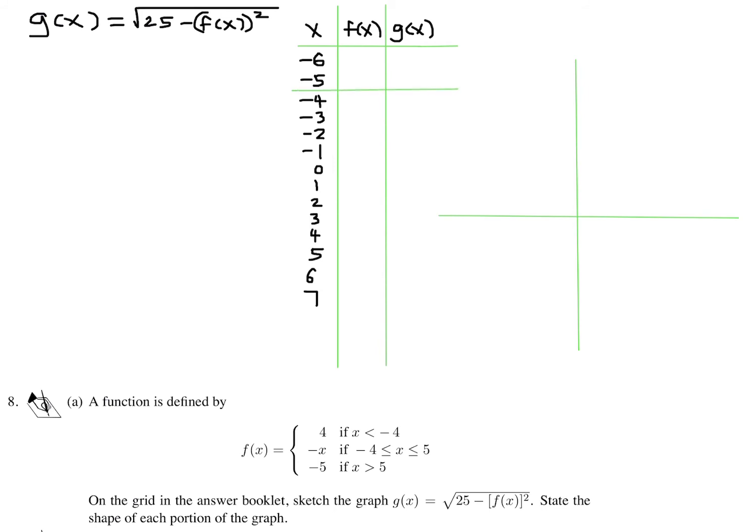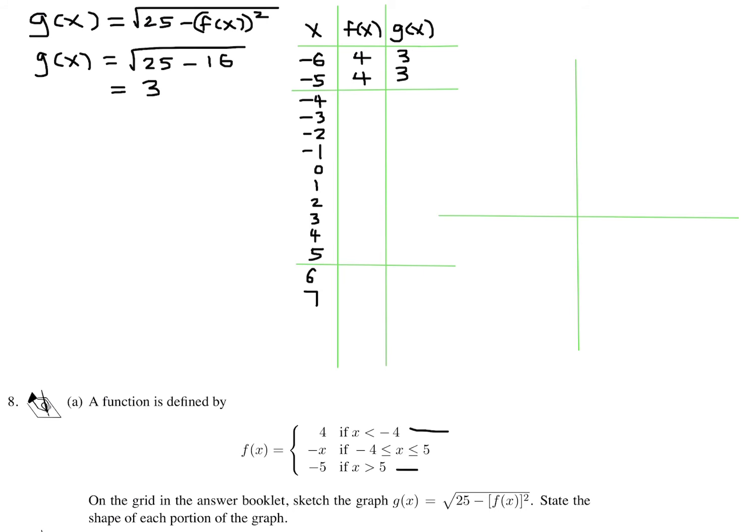So we've got three categories actually. Let's start plugging in. The first one is when x is less than -4, f(x) is just 4. So that's easy. We just figure out g(x). g(x) is going to be the square root of 25 minus f(x) squared. So that looks like 25 minus 16, which is 9, and the square root is 3. So therefore g(x) is 3. That takes care of that.